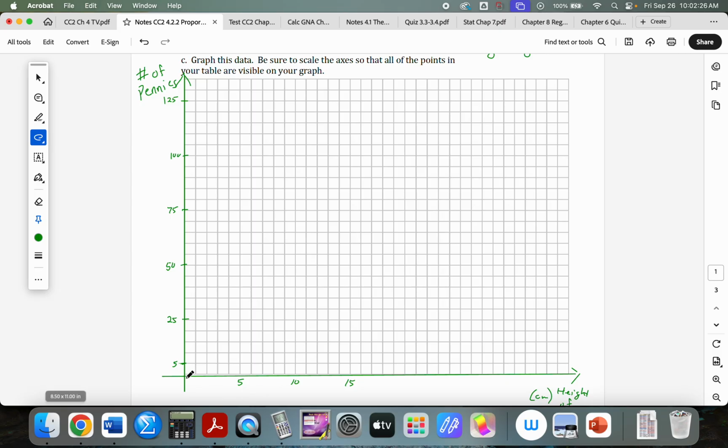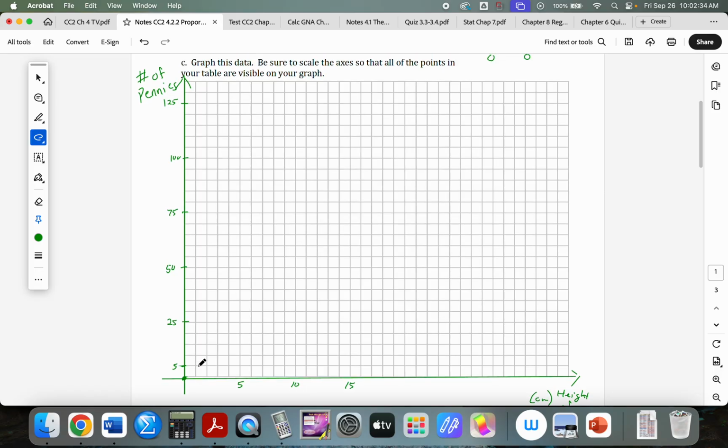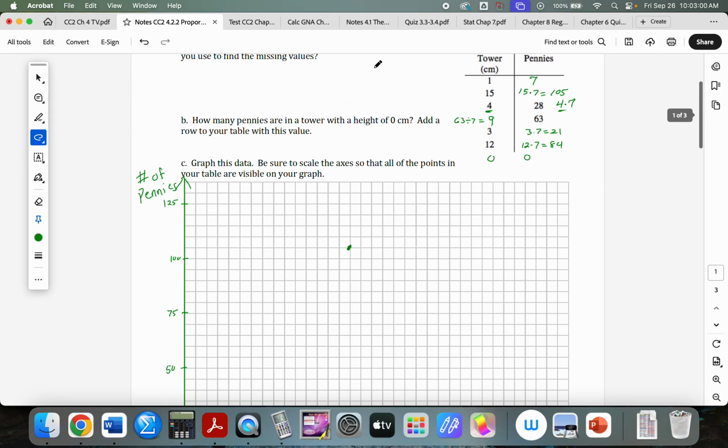So I know I'm going to go through 0, 0. Let's see, we go through 15, 105. So 15 is here. And that's 100, and this is 105. So I should be able to just connect those two, and all the other ones should be on there, shouldn't they? But let's see if they really are.